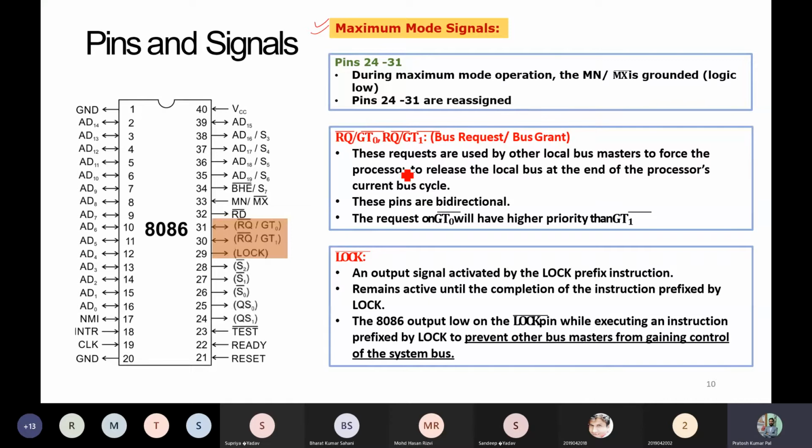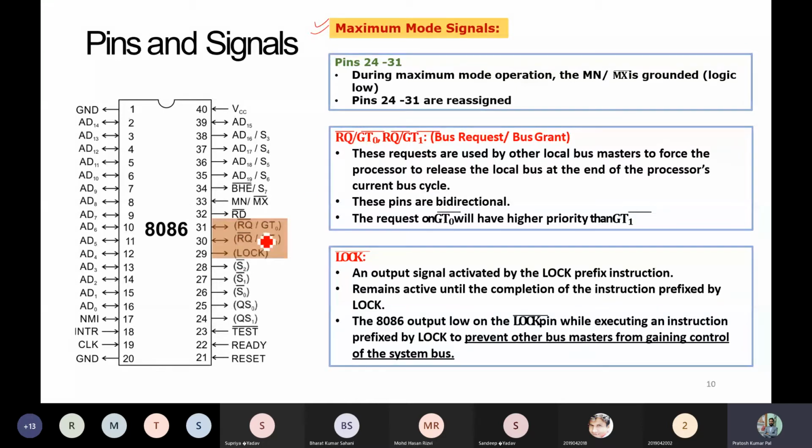Here, pin number 31 is RQ bar/GT0, and this is basically GT0 and GT1. These are request and bus grant. These request pins are used by other local bus masters to force the processor to release the local bus at the end of the processor's current bus cycle. So this is basically similar to the previous one also.